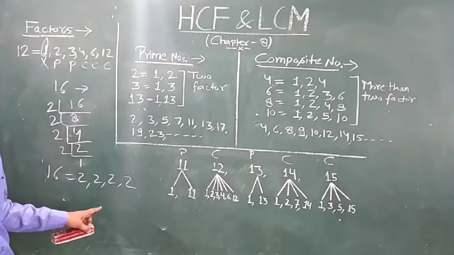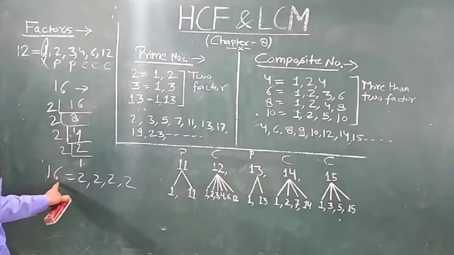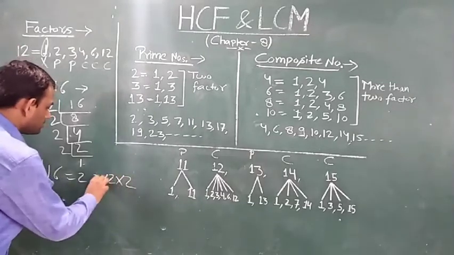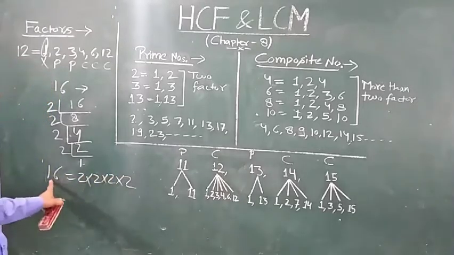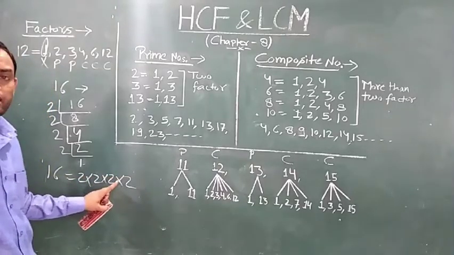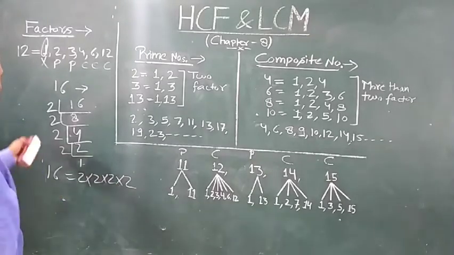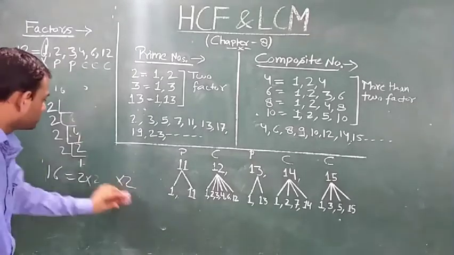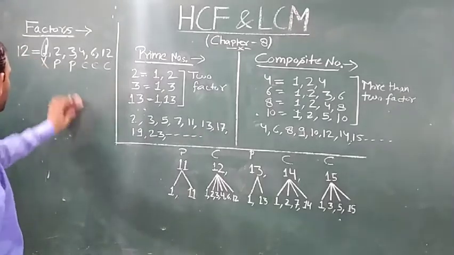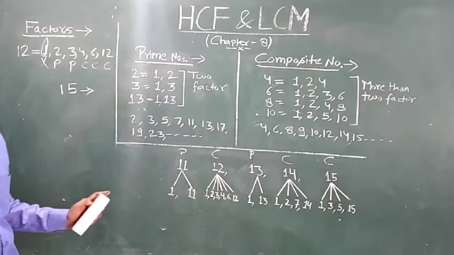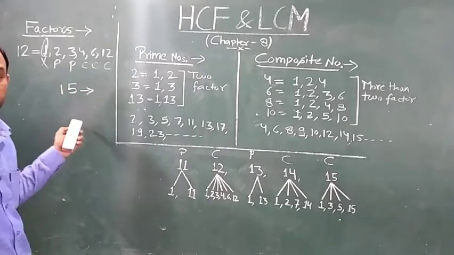Only 2 has come in the prime factors of the 16. And when you multiply it together, you will get 2 to the 4, 4 to the 8 and 8 to the 16. Got it? Similarly, if you want to find out the prime factors of 15, same method you will use.